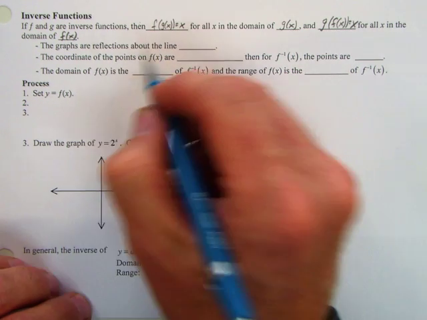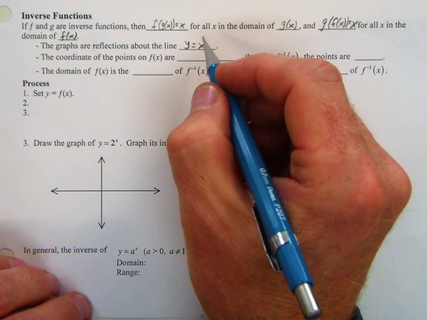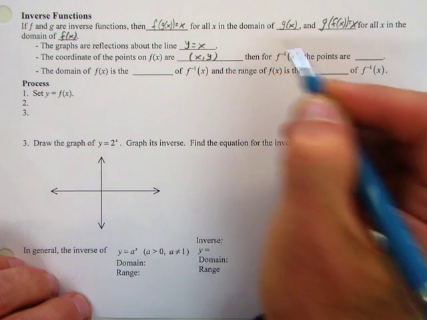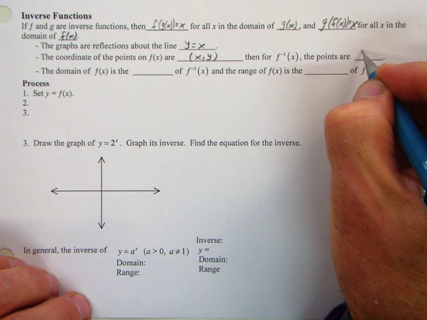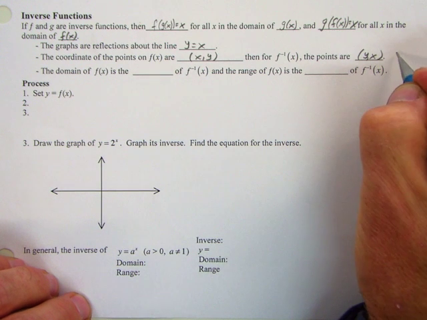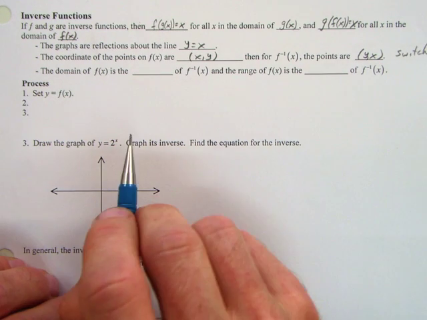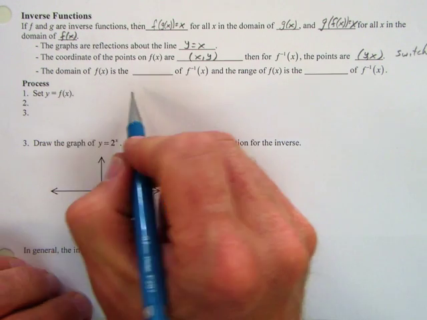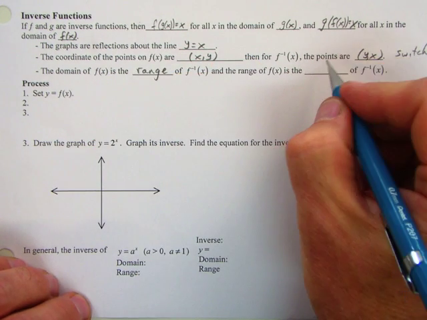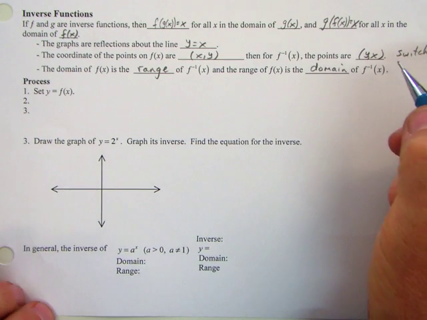The graphs are reflections about the line y equals x. The coordinates of the points of f of x are (x, y). Then for the inverse, they are (y, x). So what does that mean? They are switched. The domain of f of x is the range of f inverse, since the x and y values are switched, and the range of f of x is the domain of f inverse.